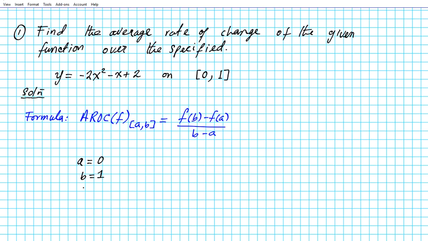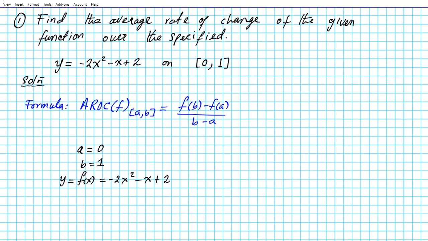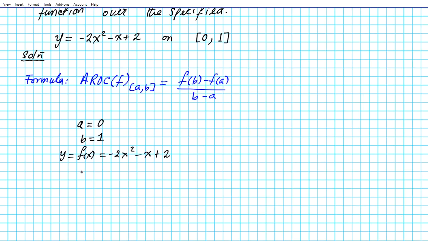So we're going to plug this into the function. Let's rewrite the function. So y is equal to f of x, we all know that, which is negative 2x squared minus x plus 2. Now we want to find f of b. F of b, we're just going to take the b value and plug it into these x's here. F of b is the same thing as f of 1, which equals negative 2 times 1 squared minus 1 plus 2. Let's simplify that. We have negative 2 minus 1 plus 2. And our final answer is going to be negative 1. Negative 3 plus 2 is negative 1.